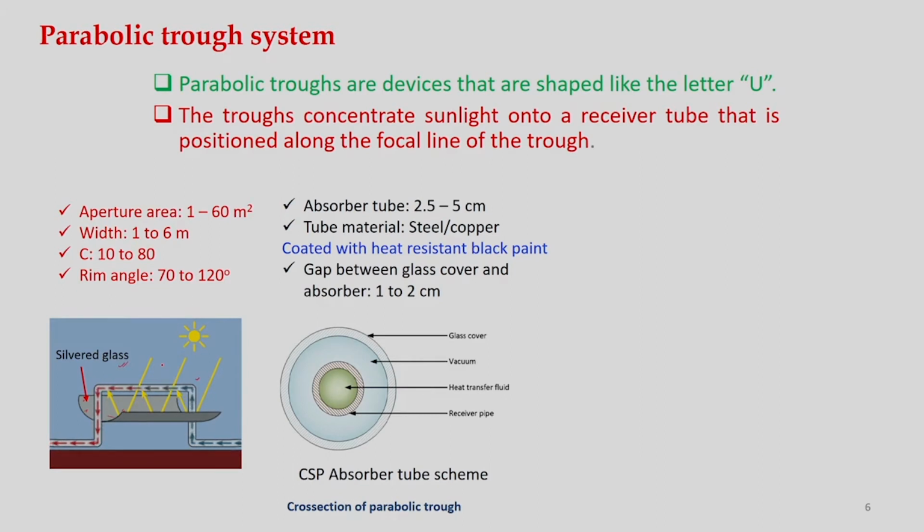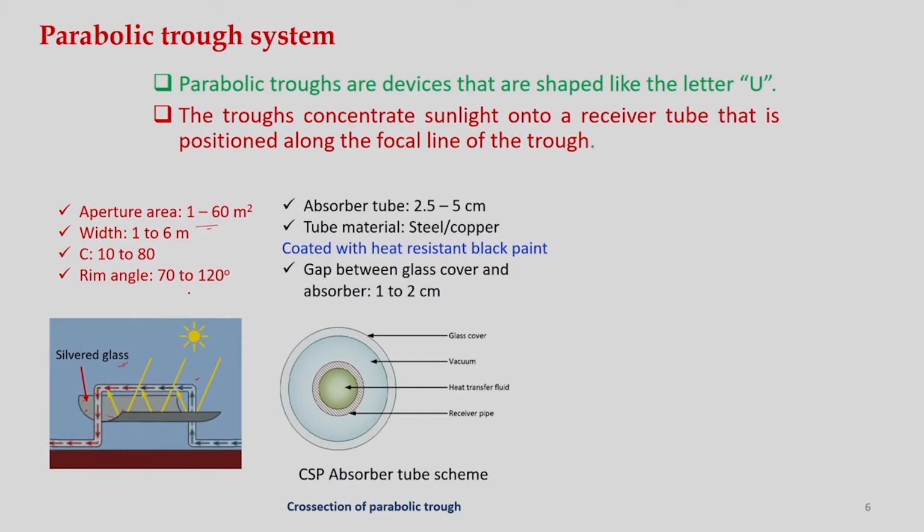Okay? Now, if we talk about the aperture area, normally this area varies from 1 to 60 square meters. It is a very large area and the width is 1 to 6 meters. The concentration ratio varies from 10 to 80, and the rim angle, which we have defined, varies from 70 to 120.